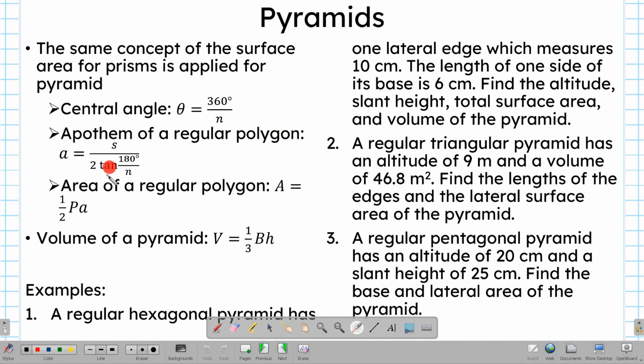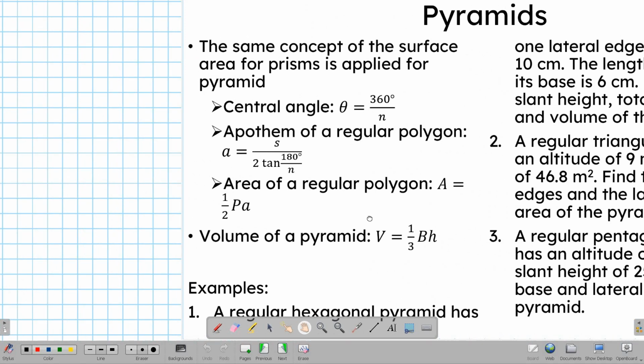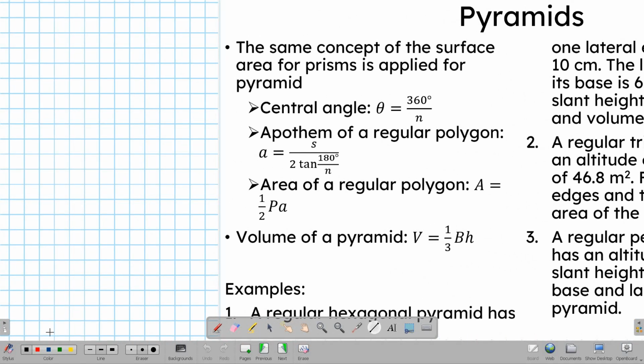One important segment that we usually need to compute, especially for the slant height, is the apothem. The apothem is that line segment. If we have a regular square, for example, from the center of the square down below, this line segment is what we call the apothem. The apothem of a regular polygon can be given by this formula.